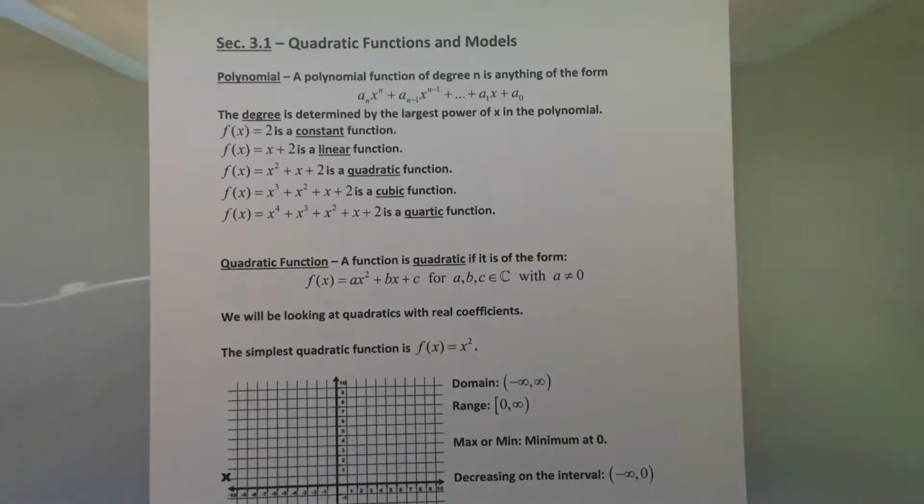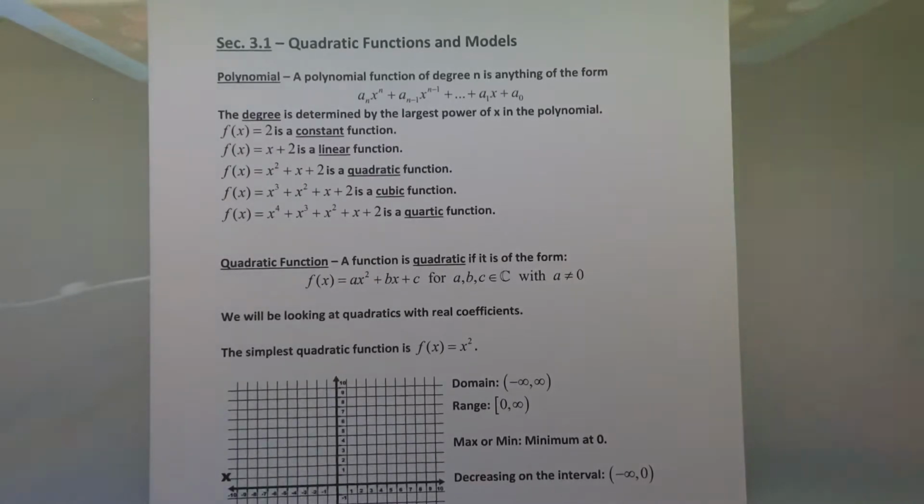A polynomial function of degree n is anything of the form a_n x^n + a_(n-1) x^(n-1) and so forth. These are really just terms like, for example, 2x cubed plus 3x squared, all the way down. The only rule is that the first coefficient can't be 0, because then it's not a polynomial of degree n. It would become a polynomial of degree the next one down, whatever the largest exponent you see is. The degree is determined by the largest power, as we just said.